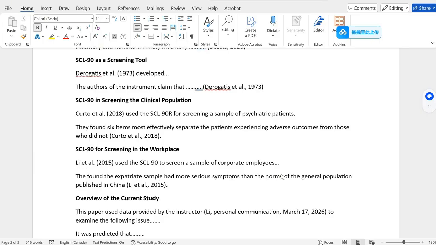What I wrote here on the screen was a demonstration. It demonstrates how you cite the sources, the in-text citation, the different ways to use in-text citation. You can use the parentheses, you can use a narrative citation style.